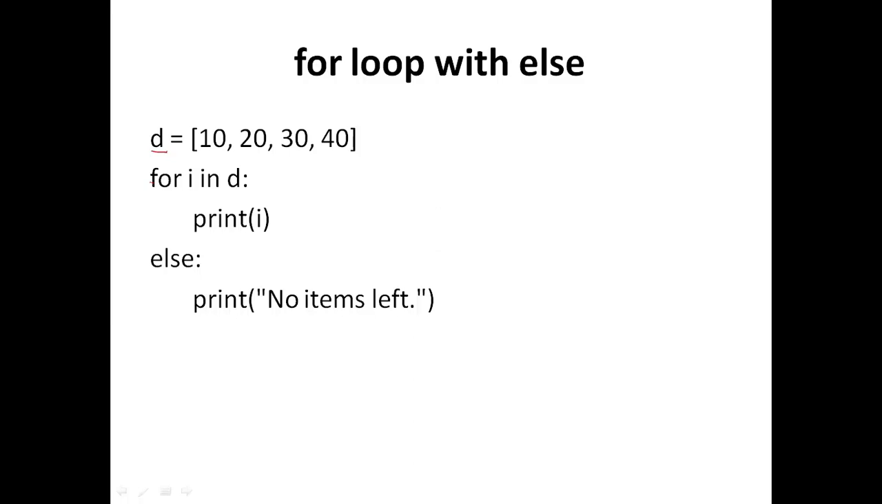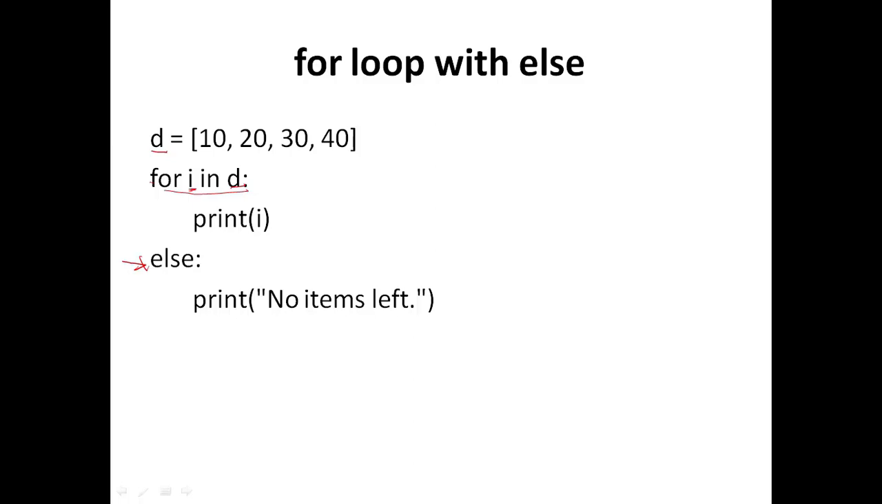It is not the wrong syntax, it is a very correct statement, and this else will execute only and only when this for loop terminates normally. That means all the elements of the object have been assigned to this variable I, and no elements have been skipped using a break statement or other methods.